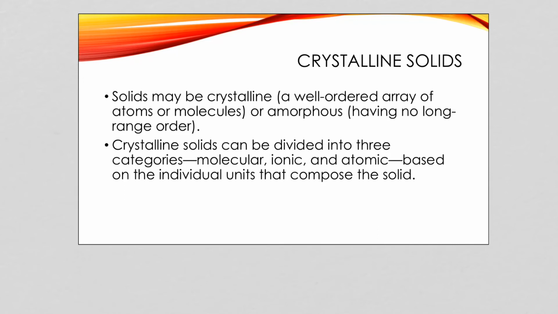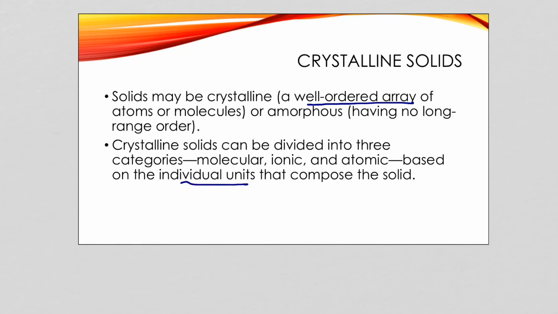What makes a crystalline solid different is that it has a well-ordered, repeating pattern in the solid, whereas amorphous has no long-range pattern. So we're going to focus on crystalline solids here. Crystalline solids can be divided into 3 types: molecular solids, ionic solids, and atomic solids. This is based on the individual units that compose the solid.